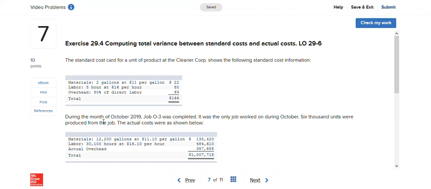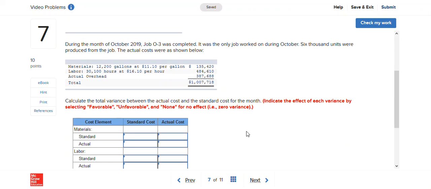12,000 gallons, which is the standard amount that we should use, 2 gallons per item, whatever it is they're making. So they created 6,000 units of whatever, and they should, by standards, use 2 gallons each. So that's 12,000 gallons, and the standard cost per gallon is $11 per gallon. So if we take 12,000 gallons at $11 a gallon, that gives us a standard cost for materials of $132,000.